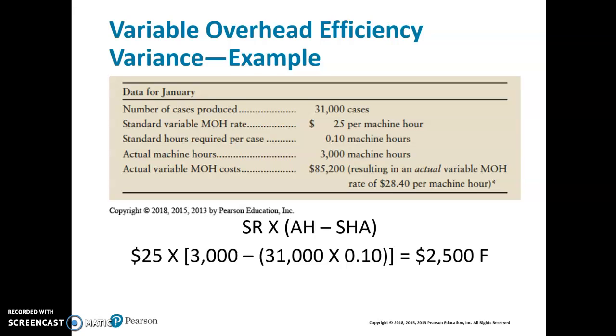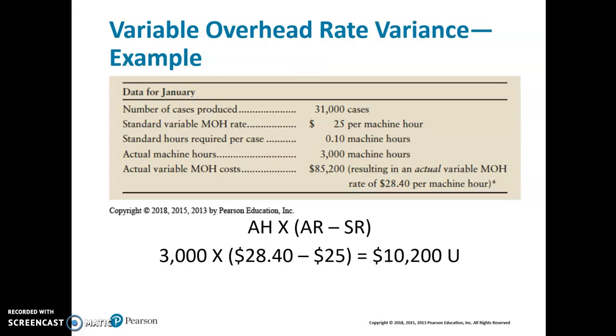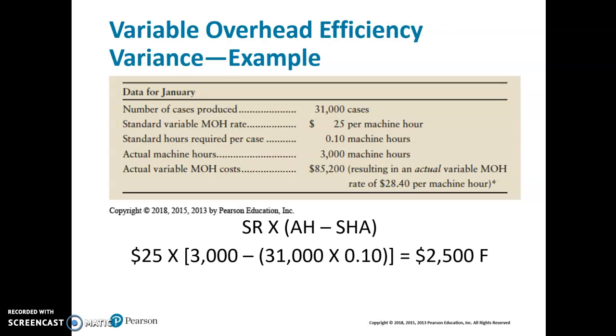And here's the efficiency side of it. Everything is the same here except the actual variable manufacturing overhead cost 85.2. Is that what we had? Yeah, 85.2. So standard rate times the difference in hours. And our standard rate is $25. The actual machine hours are 3,000. And what should they have been? For the actual units produced, in this case cases, the actual cases produced of 31,000, it would be times the standard hours per case, 0.10. All right, gives us $2,500 favorable.